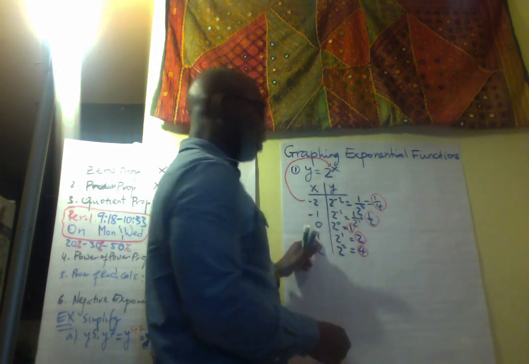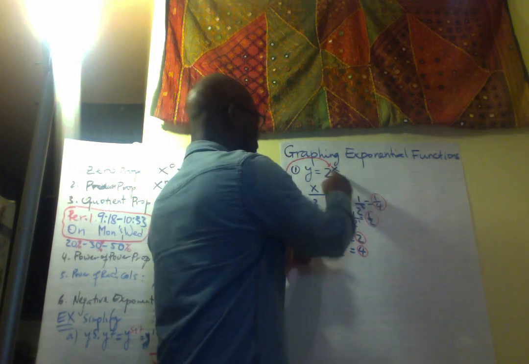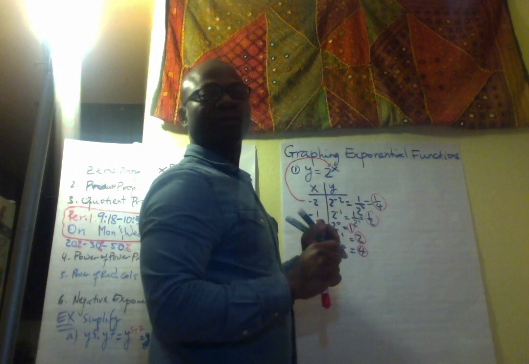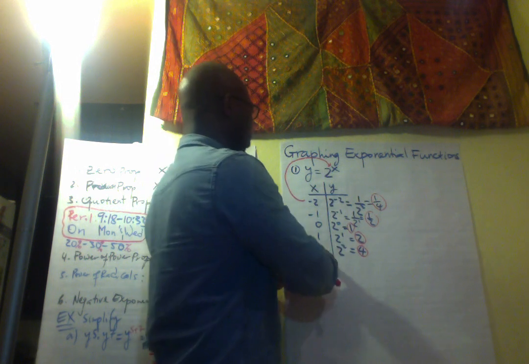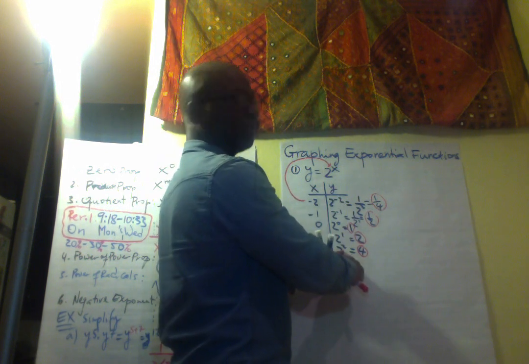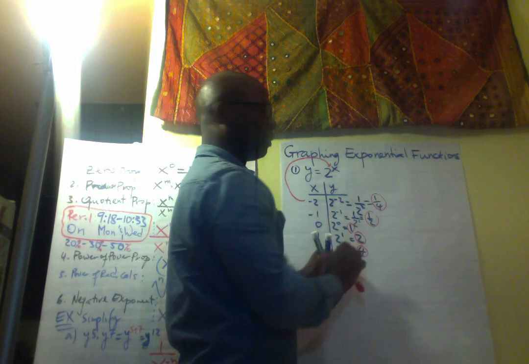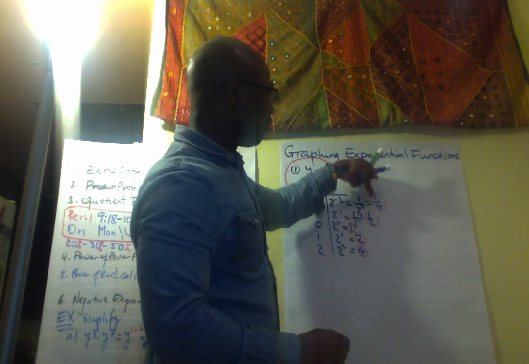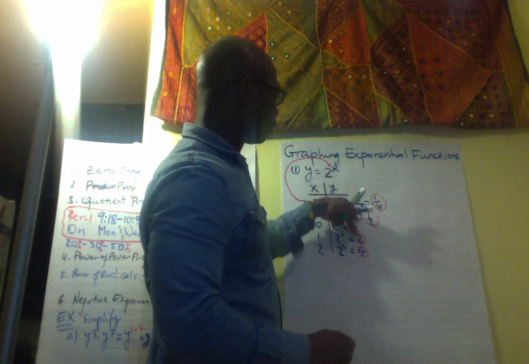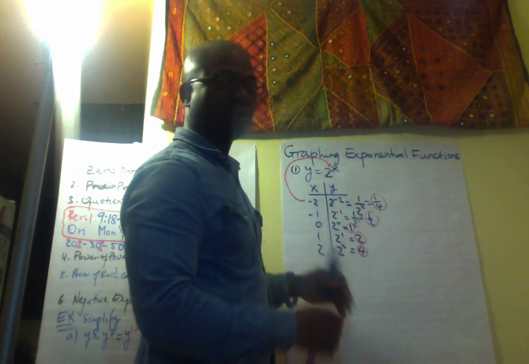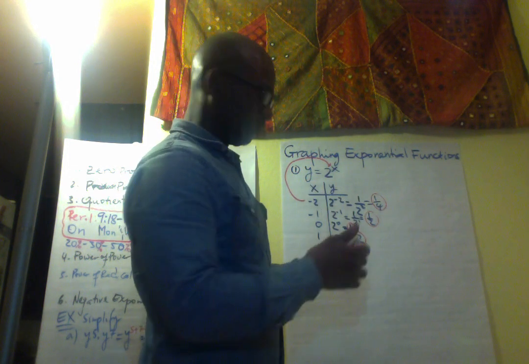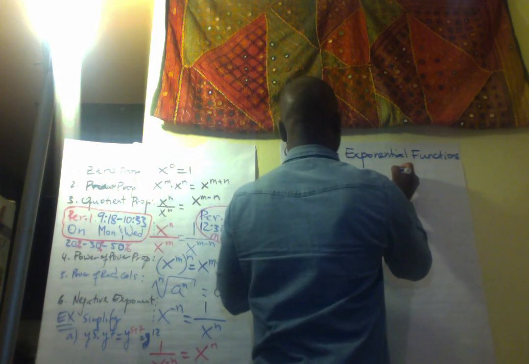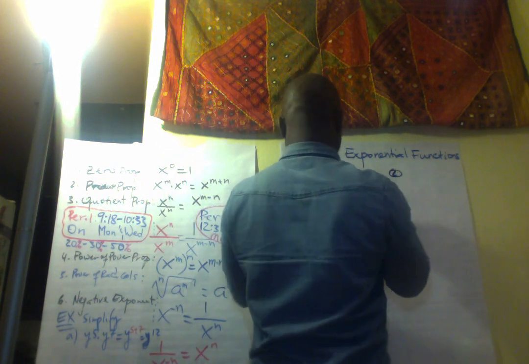Then I plug in 1. 2 to the power of 1 does not change anything, so it's just 2. Then 2 to the power of 2 is 2 squared, which is 4. So for these 5 values of x, we have 1/4, 1/2, 1, 2, and 4 as the new values for y. Okay, so let's pick another function. Let's pick the second one and walk through this.